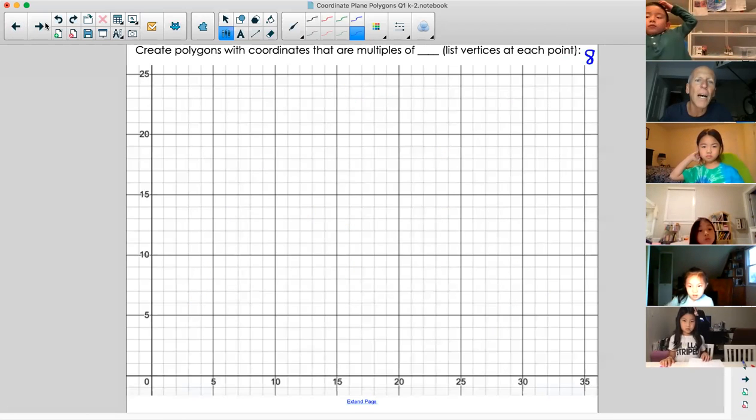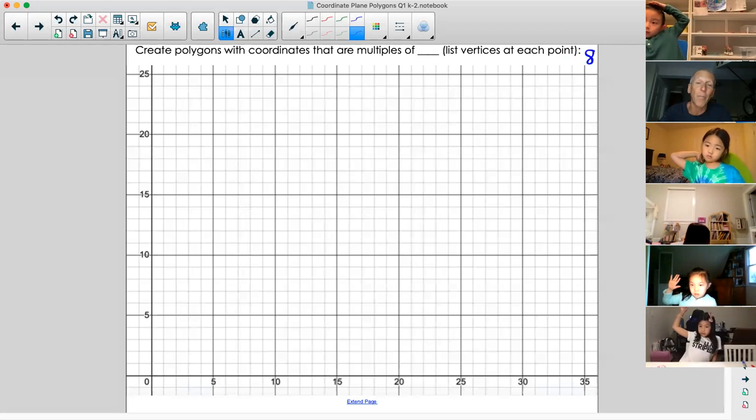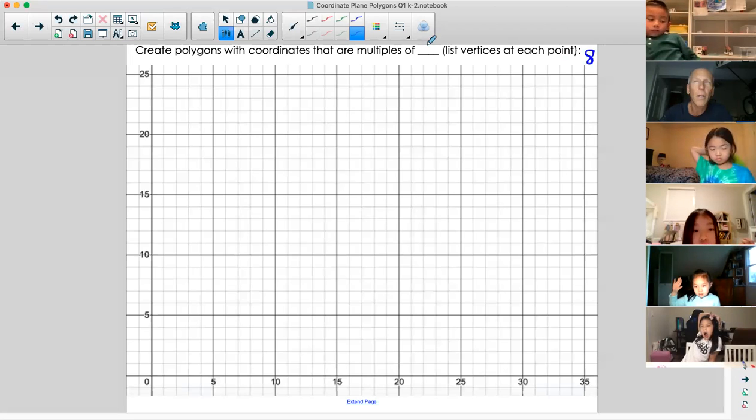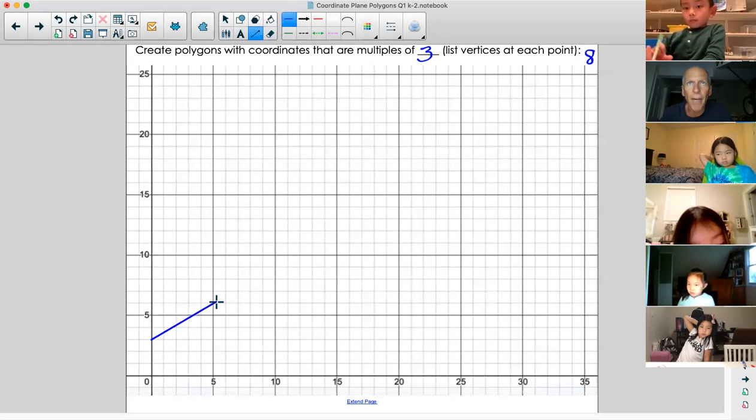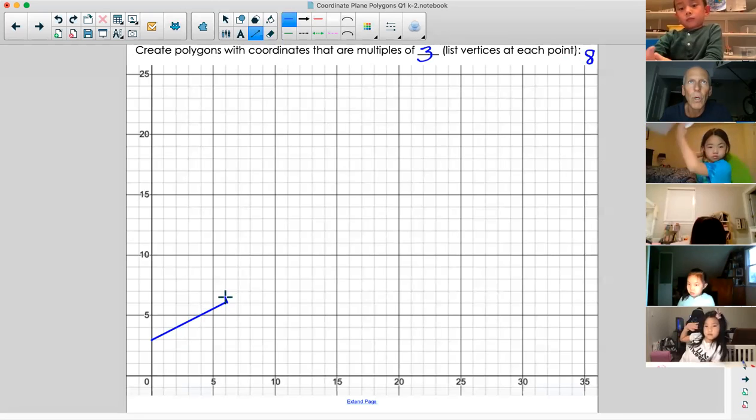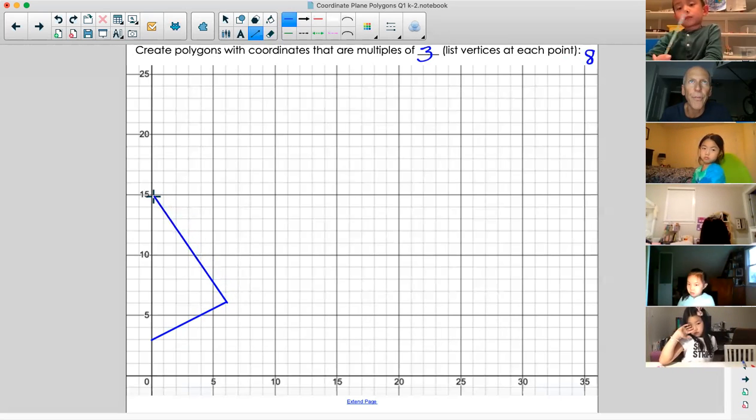Can somebody pick a different multiple? Like, for instance, we know that Annalise's favorite multiples are 9. What about you, Stella? Multiples of what? Go, Stella. 3. Oh, I love it. Why don't you guys start to do that right now? Every single point that you do has to be multiples of 3.